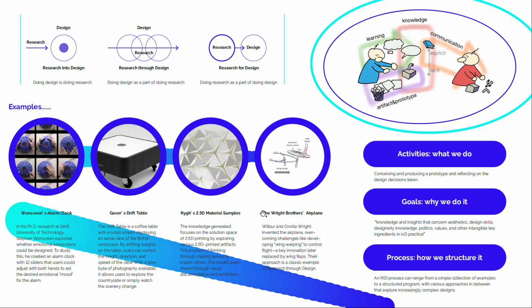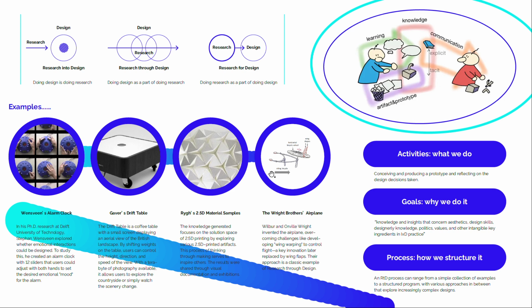And the final one is the Wright brothers' airplane. In their invention of the airplane, they used a hands-on approach to develop the wing warping technique, allowing their plane to turn, which later evolved into modern wing flaps. This interactive design process is a perfect example of research to design in action. Okay, here are the 4 examples.